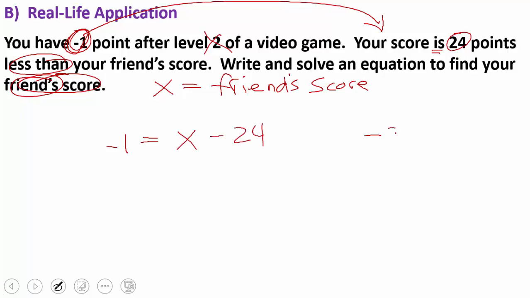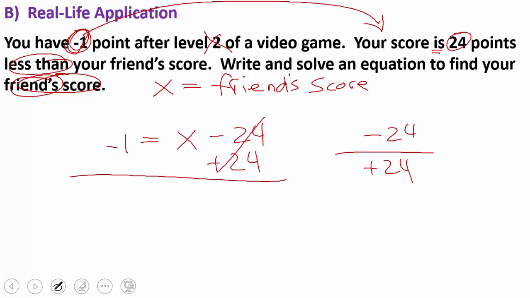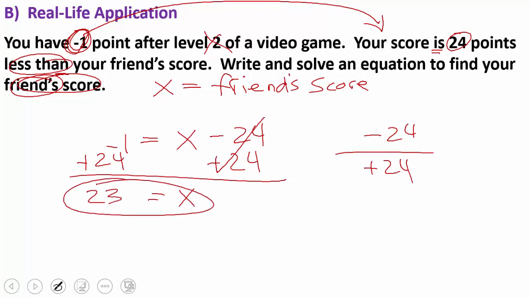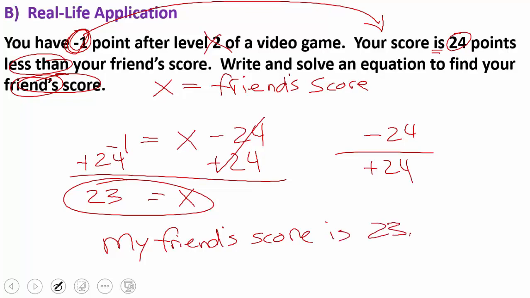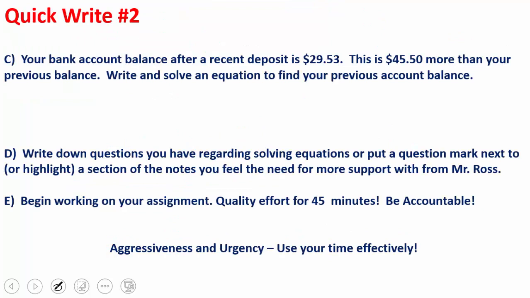So right now we're taking x and we're subtracting 24. The inverse would be to add 24. So to isolate my variable x, I have to add 24. Those simplify down to 0, leaving me with x equals. If I want to keep it balanced, I add 24 to both sides. Negative 1 plus 24, opposite signs, subtract. 24 minus 1 is 23, and the 24 is positive, so the answer is positive. My friend's score is 23. Bam. Done.